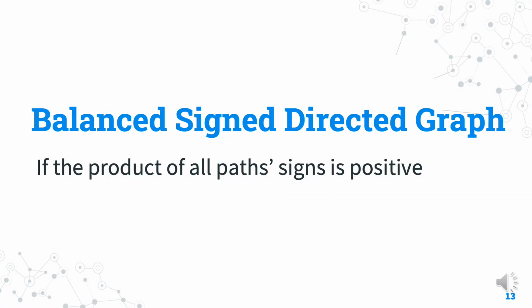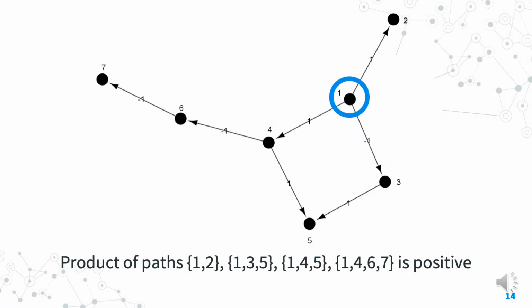Next, a sign graph is said to be a balanced sign-directed graph if the product of all path signs is positive. In this graph example, all the signs of paths starting from vertex 1 are positive. So this graph is a balanced sign-directed graph.